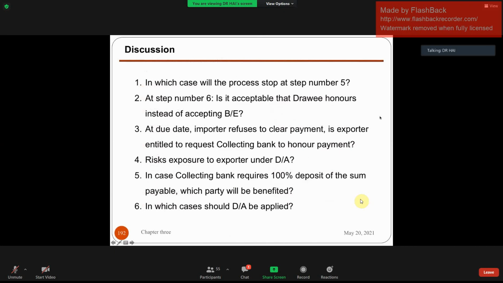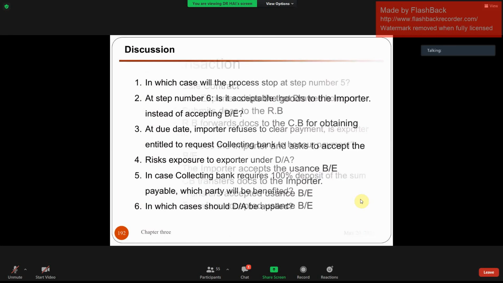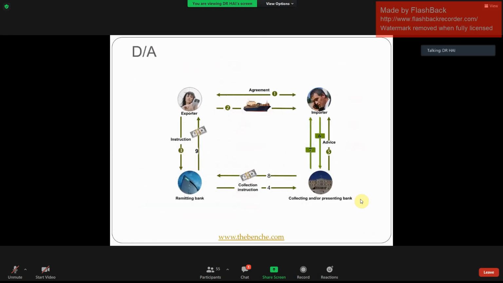Okay, so now the next question. Now, still question number 1. If the transaction stops at step number 5, who faces the risk? If the transaction stops at step number 5, who faces the risk? Answer the question, please. Oh, sorry. Nguyễn Trung Khánh.